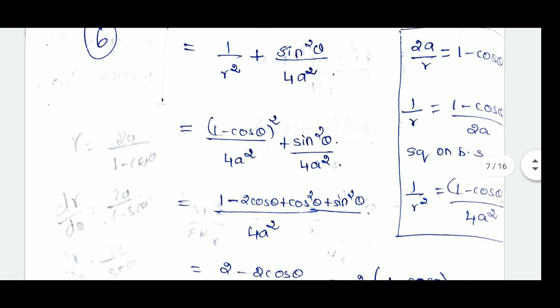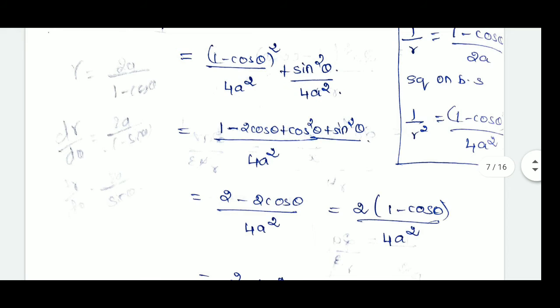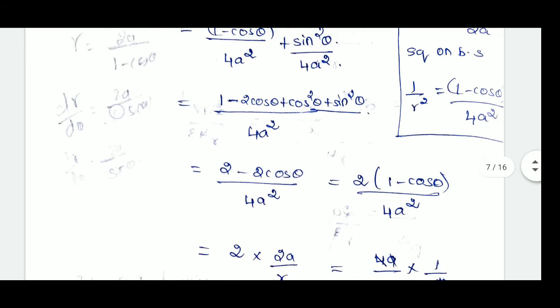Squaring on both sides, we get 1 by r square equal to (1 minus cos theta) the whole square by 4a square. Instead of 1 by r square, we can substitute (1 minus cos theta) the whole square by 4a square plus sin square theta by 4a square. The LCM of the two terms is 4a square. We can use the (a minus b) the whole square formula, a square minus 2ab plus b square: 1 minus 2 cos theta plus cos square theta plus sin square theta by 4a square.